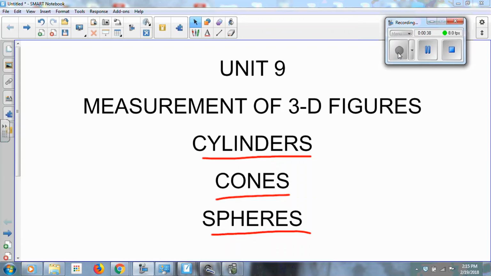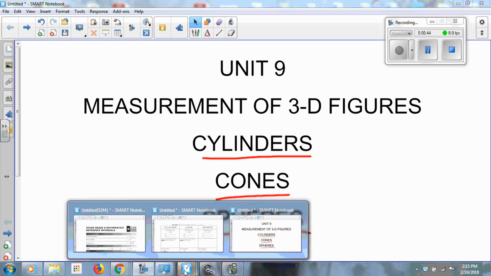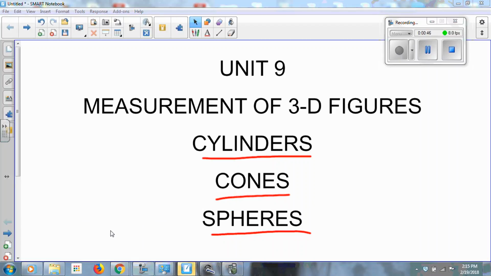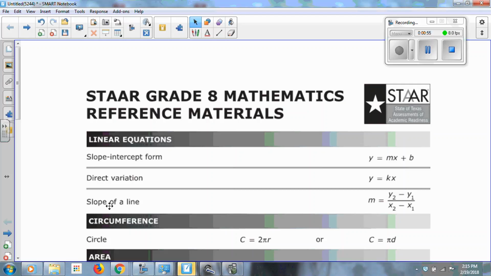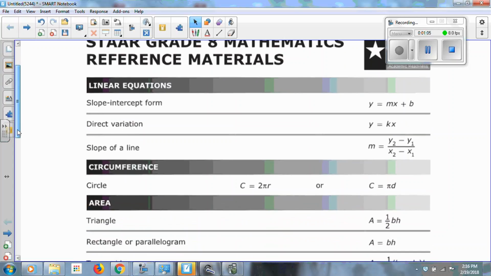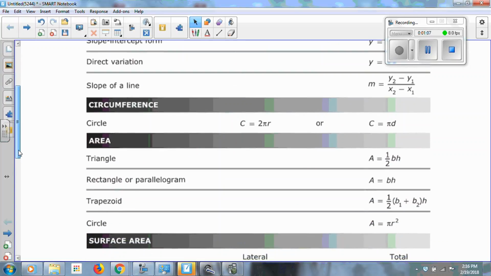Guess what we get to use to help us solve all of these problems? We get to use our star reference chart. So as that's pulling up, please go to the back of your journal and take a look at it, because everything that you need to know is on this reference material. It will be your BFF for this whole unit if you learn how to use it.